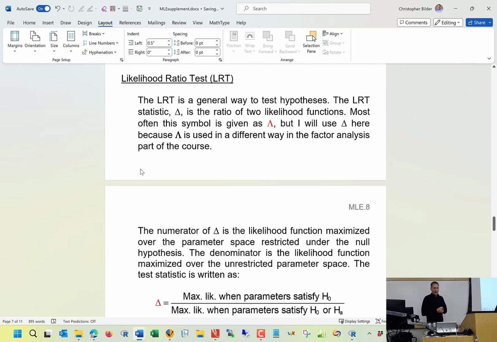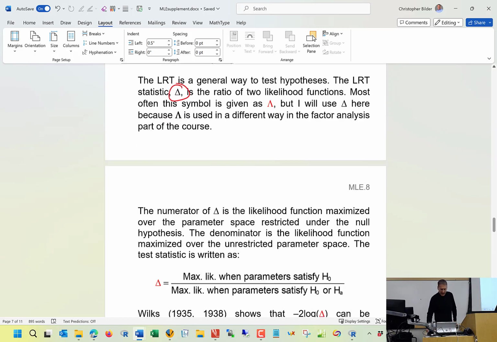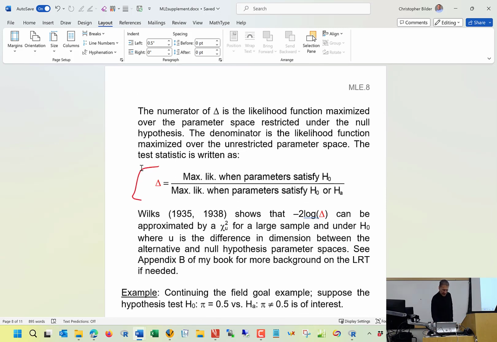Now, likelihood ratio tests. We're going to form a statistic. In order to do a hypothesis test, you need some kind of statistic. We're going to call this statistic uppercase delta. Outside of this class, you typically see people use an uppercase lambda to represent the statistic. Obviously, lambda in this section means something else. It's the factor loading matrix. So that's why I decided to use a delta instead. And this is what delta looks like. Again, it's a statistic.